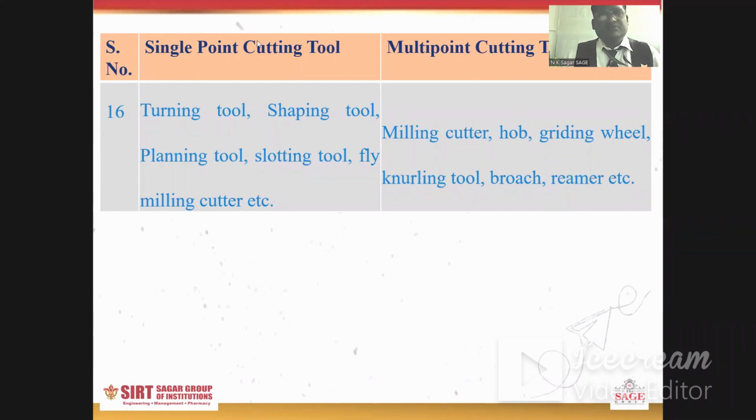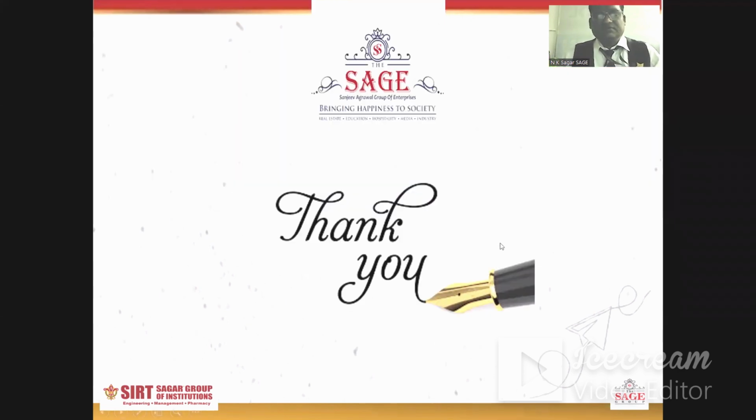Examples for single point cutting tool: turning tool, shaping tool, planing tool, slotting tool, fly milling cutter, etc. And examples for multi-point cutting tools: milling cutter, hob, grinding wheel, knurling tool, broach and reamer, etc. So this is the difference between single point cutting tool and multi-point cutting tool.